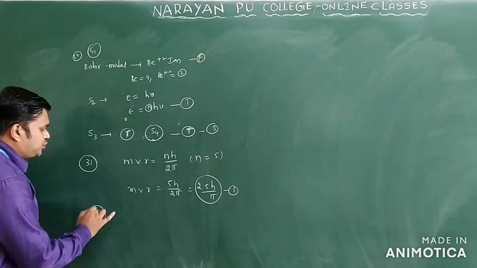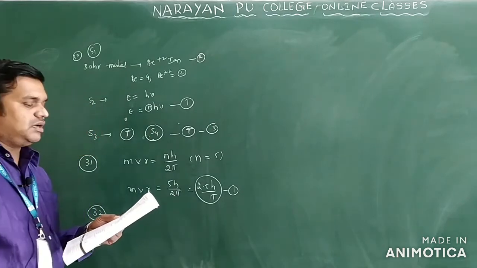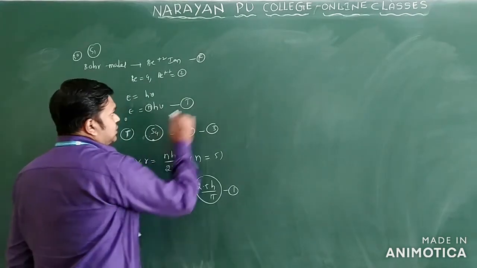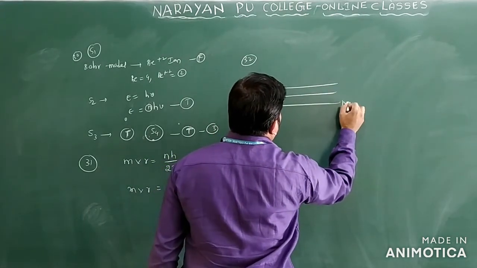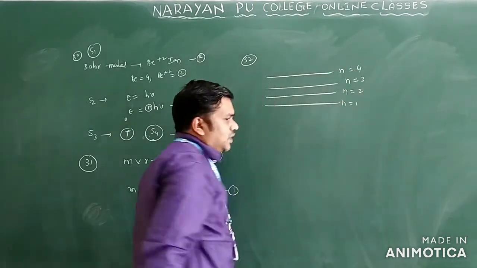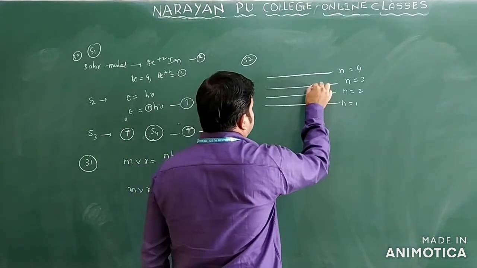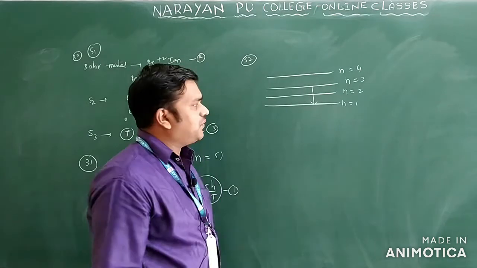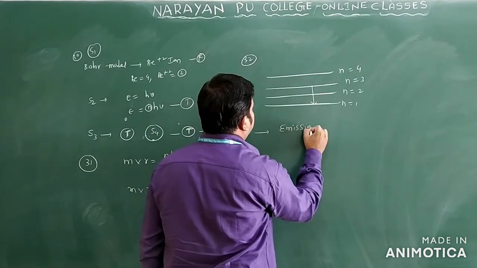Now we can see question number 32. Transition of an electron from n is equal to 3 to n is equal to 1 level results in the formation of. I'll write the question here. Here we know the transitions are there: n is equal to 1, n is equal to 2, n is equal to 3, and n is equal to 4. Now the electronic transition takes place from 3 to 1. So the electron is coming from the third shell to the first shell. Clear? What they ask here, it gives one type of spectrum, absorption spectrum or emission spectrum. It gives emission spectrum.